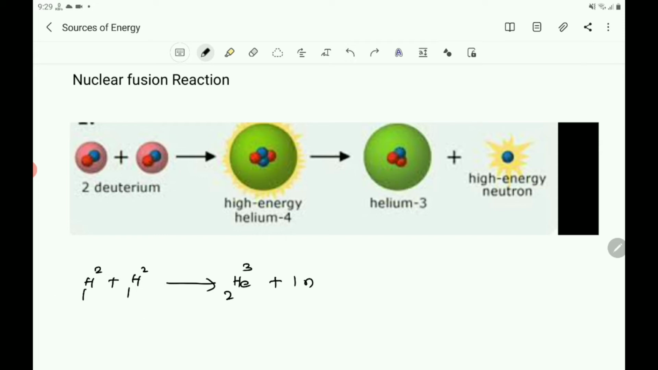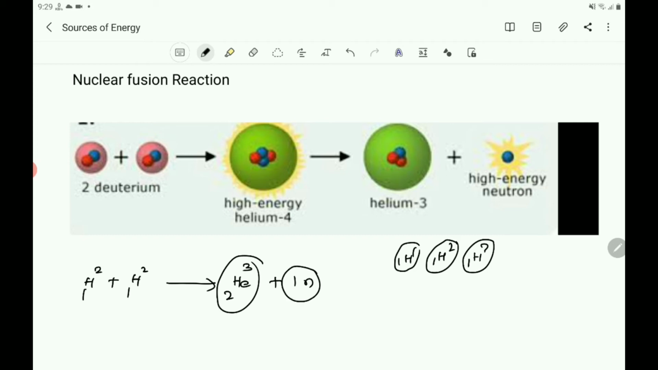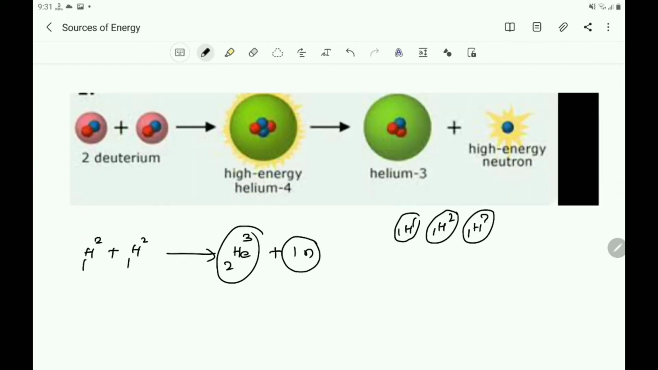Deuterium, tritium and common hydrogen are the three isotopes of hydrogen, that is 1H1, 1H2 and 1H3. So this is deuterium, this is tritium, and this is normal hydrogen. And one of the isotopes of hydrogen, deuterium: two deuterium nuclei combine to form a helium-3 atom, together with the formation of a neutron. In this reaction also, a large amount of energy is released in the form of heat.